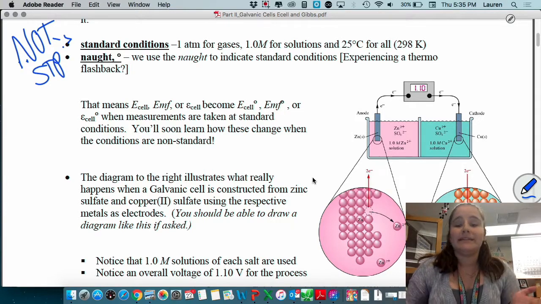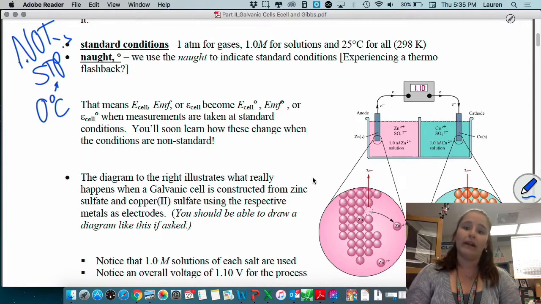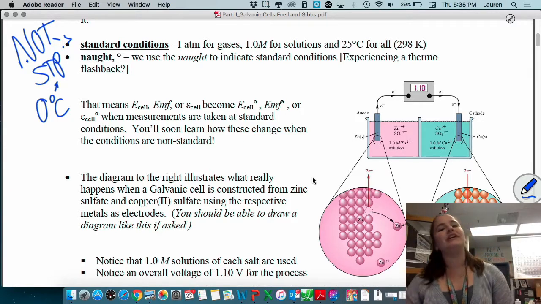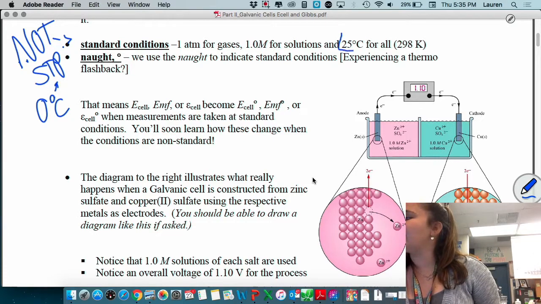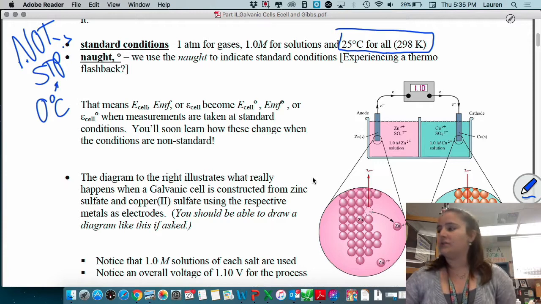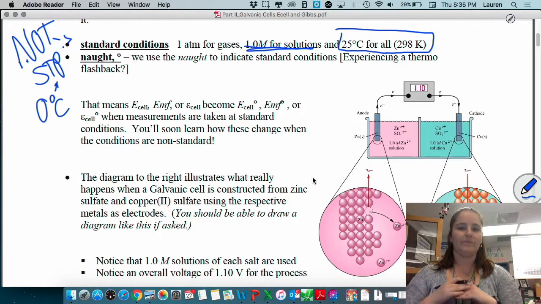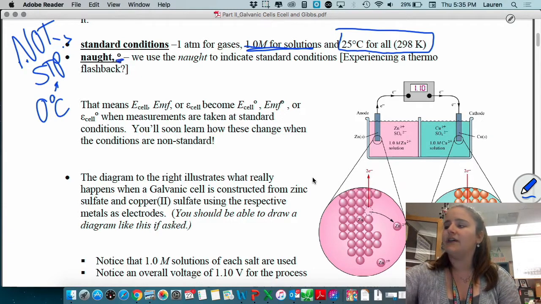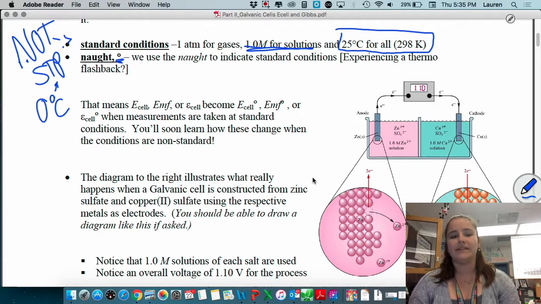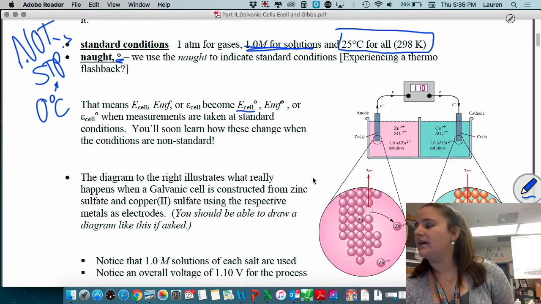Why? Because guess what? Standard temperature is 0 degrees Celsius, aka really, really, really cold. We don't like doing things at 0 degrees Celsius. So instead we have standard conditions, which is at a comfortable 25 degrees Celsius, okay? And standard conditions also means that we use 1 molar for our solutions. Why? Because it makes calculations easy. Okay, 1 molar. And that little knot, the little 0 degree sign or whatever you want to call it, that's what we use to indicate standard conditions. And you'll see that everywhere.